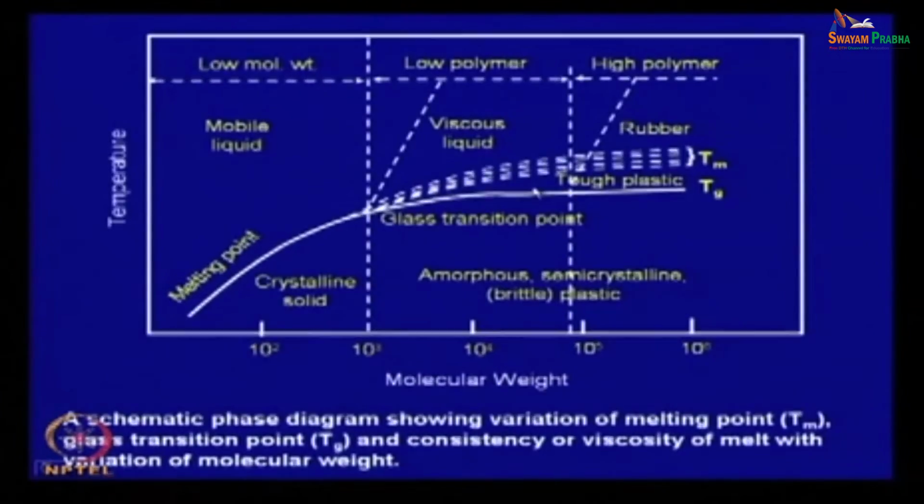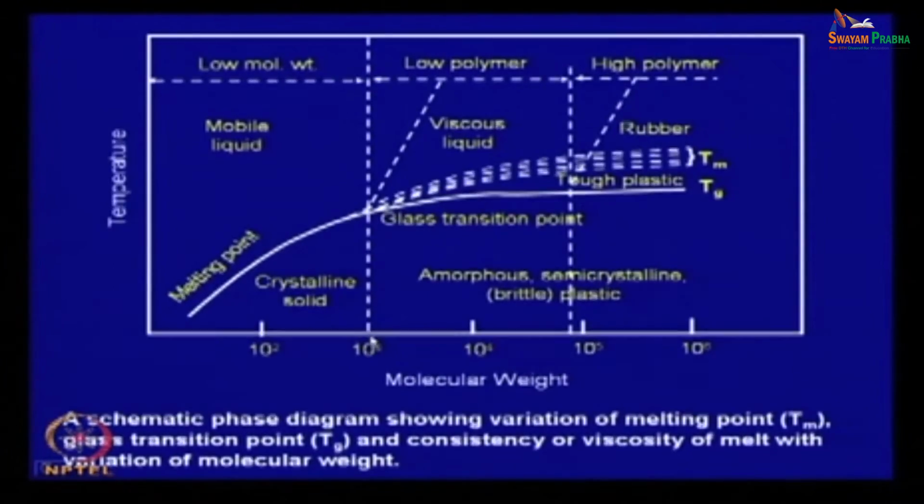This is a kind of phase diagram of these polymer materials, which changes with molecular weight. That means there is a temperature line above which it remains in one phase, below which it remains in another phase. So either it will remain liquid phase or solid phase, amorphous solid phase or crystalline solid phase, that depends on the molecular weight and the temperature.